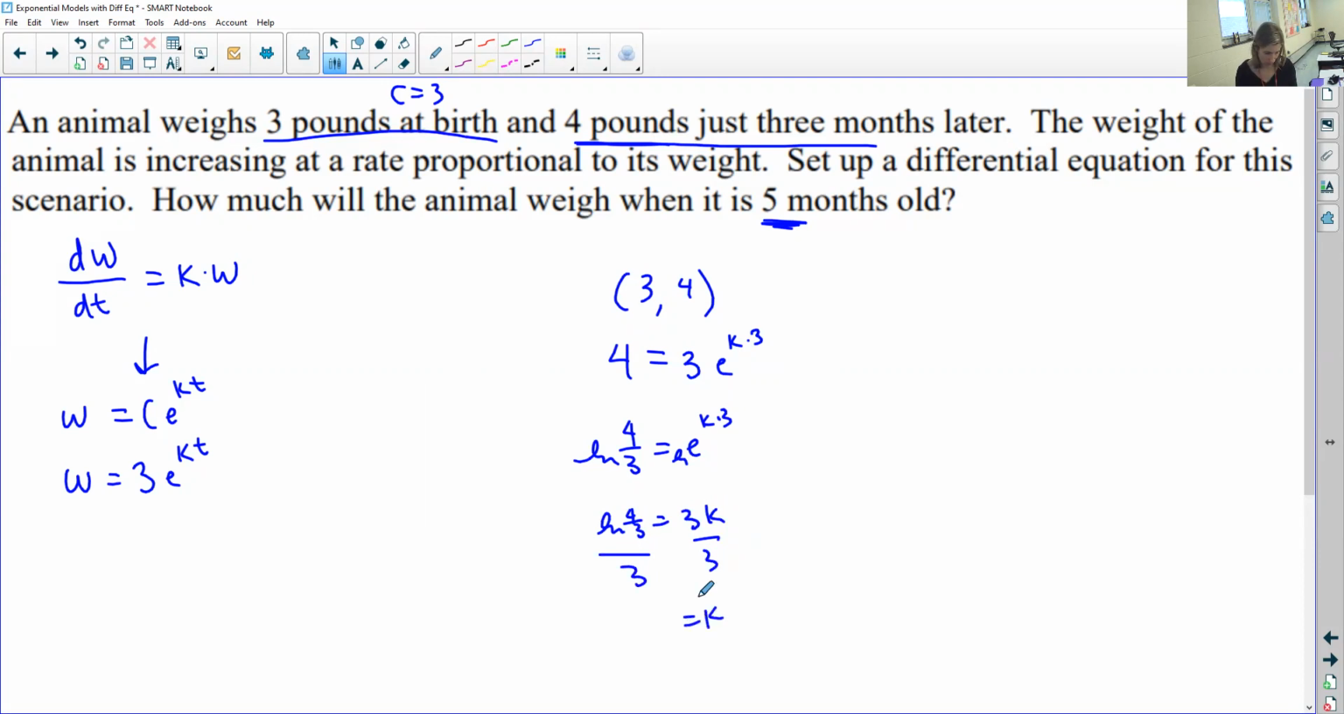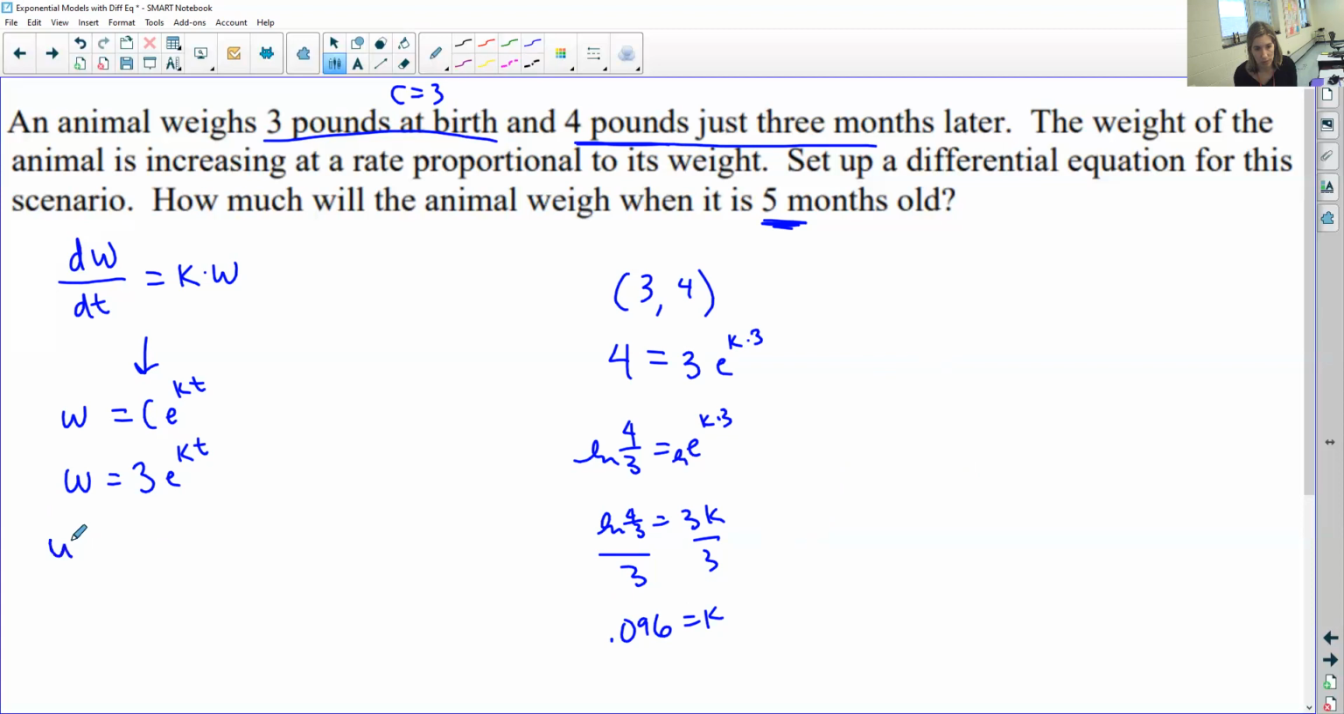So let me figure out what that is real quick. So the ln of 4/3 divided by 3, and that is 0.096. Alright, so now we know our equation.